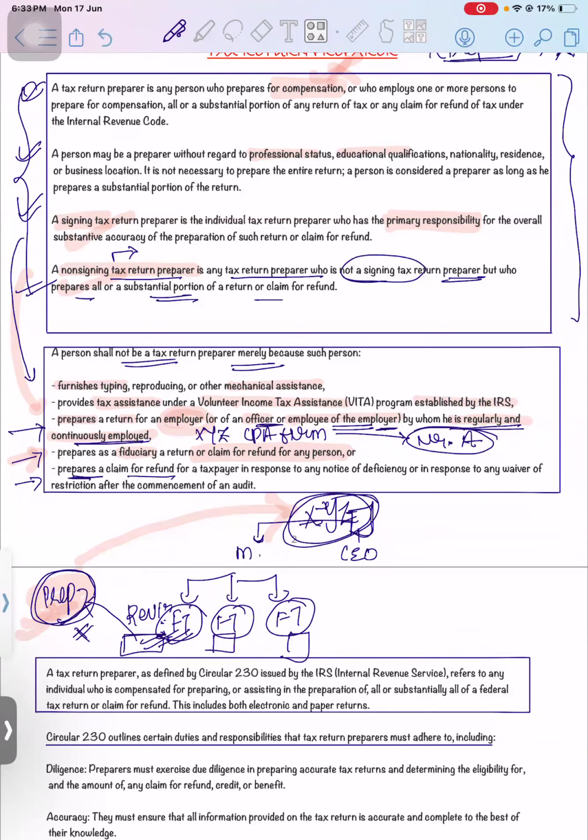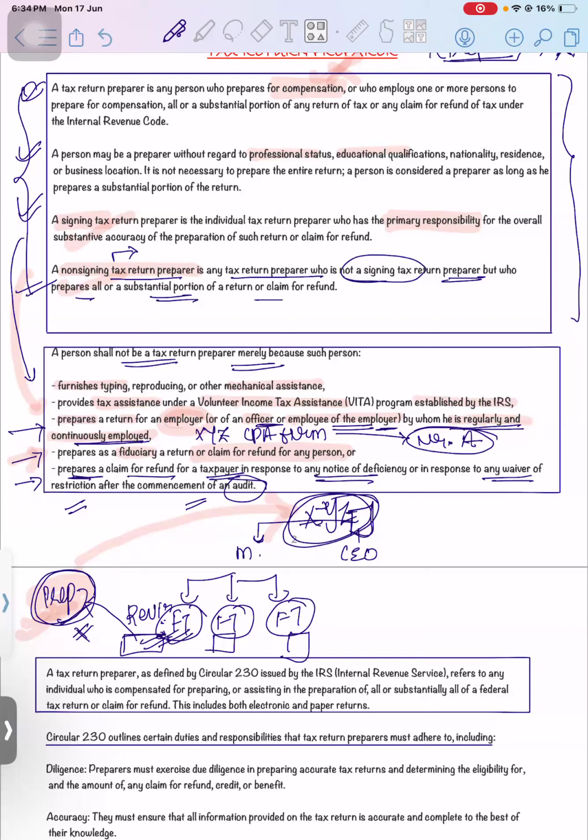prepares a claim of refund for a taxpayer in response to any notice of deficiency or in response to any waiver of restrictions after commencement of audit. See, what happens once the audit is getting started? What is audit? This audit is an IRS audit. Let's say you have understated your income, or you have overstated your deductions or credits. A lot of mismatch is there in your tax return. IRS will give you a one-time warning. Second time, they'll give you some time period to reply. And then even if you do not respond, they will send you directly the notice for audit.